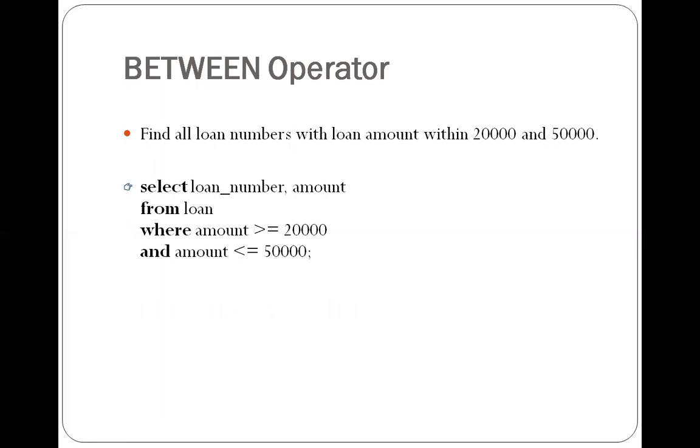Now the BETWEEN operator. This BETWEEN operator is used to search for values that are within a set of values where the minimum value and the maximum value are given. Consider the example: find all loan numbers with loan amount within 20,000 and 50,000.